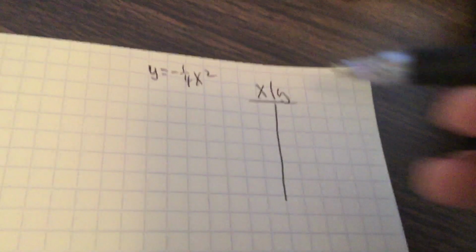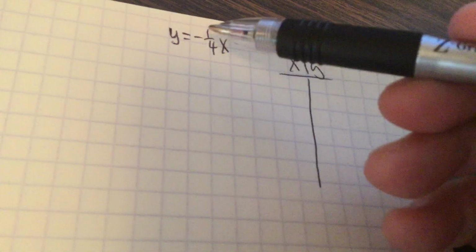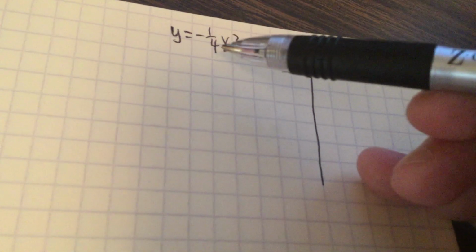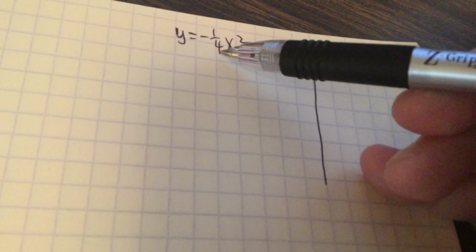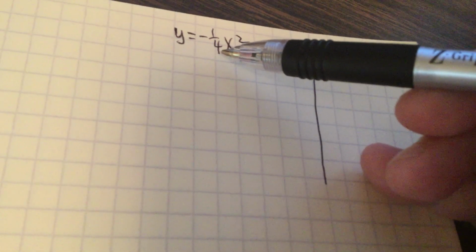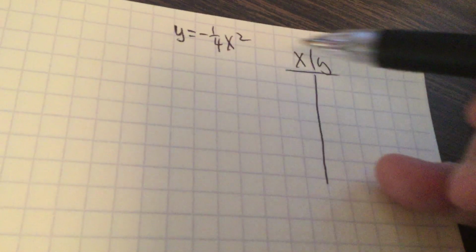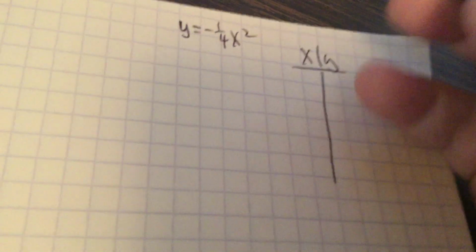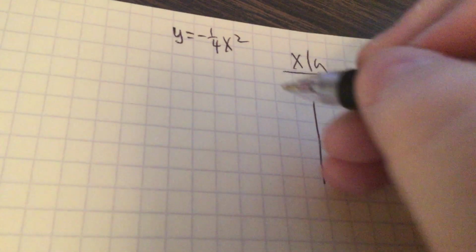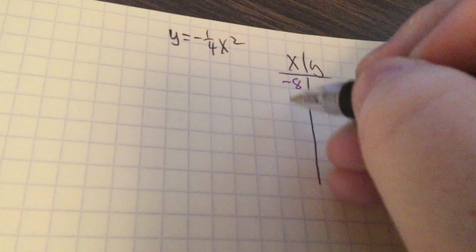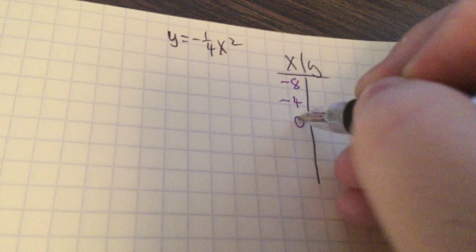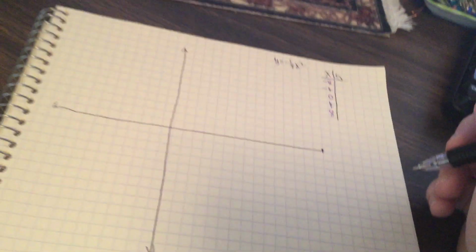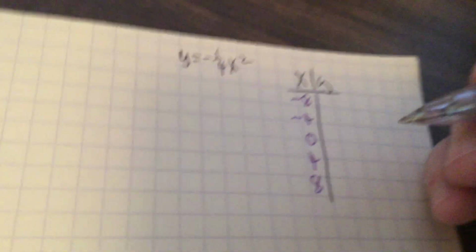Now here's the deal. This is a fraction. I have to be careful with the x values that I choose. I'm going to look at the denominator, that's 4, and choose things that are divisible by 4. We'll keep it pretty simple. Let's do negative 8, negative 4, 0, 4, and 8, and that will work on my pre-prepared little graph there.